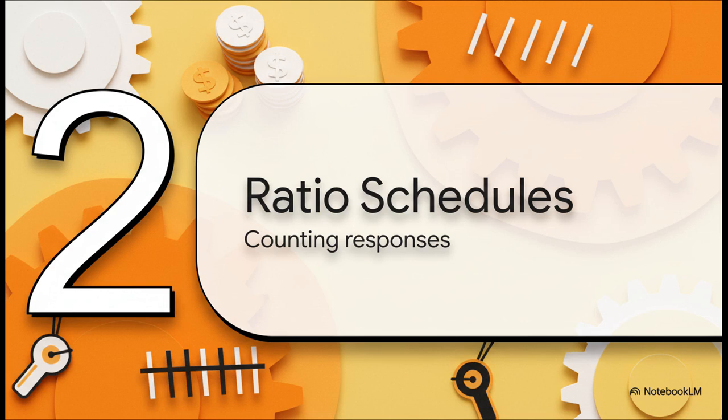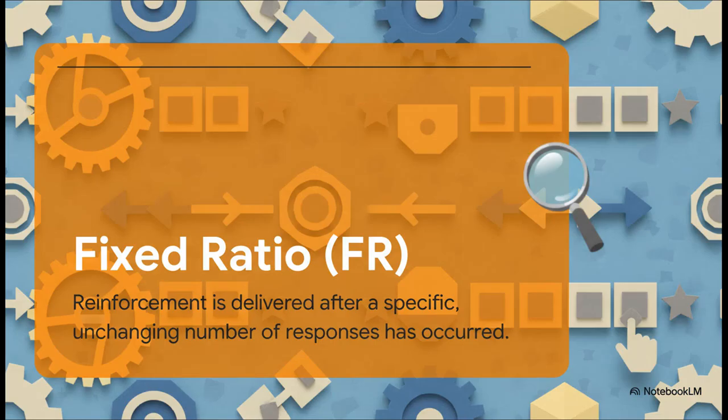All right, let's start with the first category, ratio schedules. For these, reinforcement is all about counting. It depends entirely on the number of times the behavior is performed, and it doesn't matter how much time goes by. The first type is called a fixed ratio schedule, or FR for short.